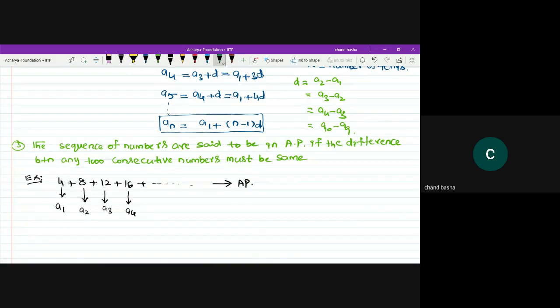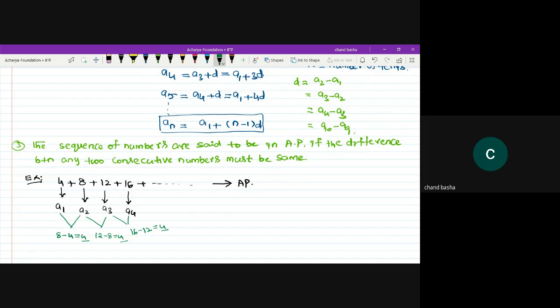The difference is common. If I take the difference of these two, 8 minus 4, that is equal to 4. See that the difference of these two, 12 minus 8, is equal to 4. The difference of any two consecutive numbers, 16 minus 12, is equal to 4. If the difference is fixed, clearly they are in AP.